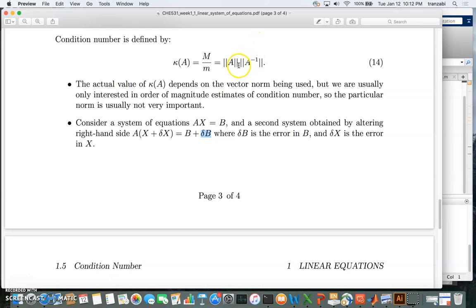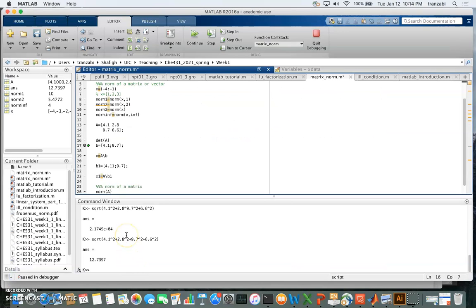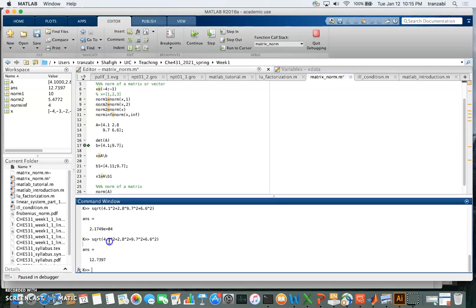Now, one quick note on the norm of a matrix. The norm of a matrix is very similar to the norm of a vector. In this case, if I have a 2 by 2 matrix, the norm of it, because I didn't say norm 1 or 2 or infinity, is by default norm 2. And norm 2 by definition is the square root of the sum of squares. So you take this matrix A, raise every element of it to the second power, sum them up, and take the square root of it, exactly like this.